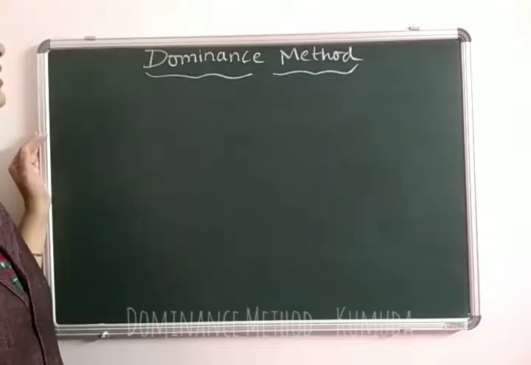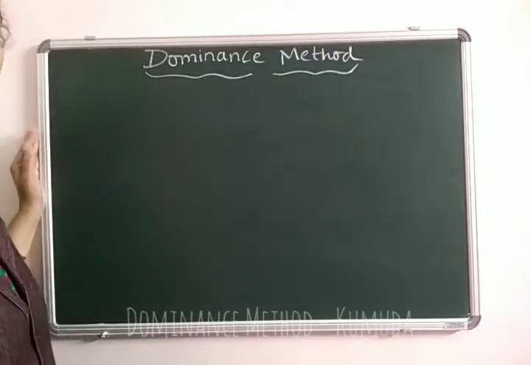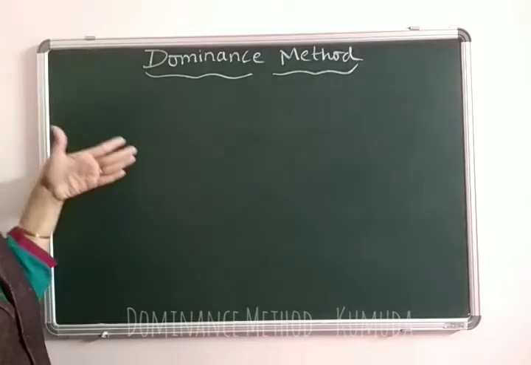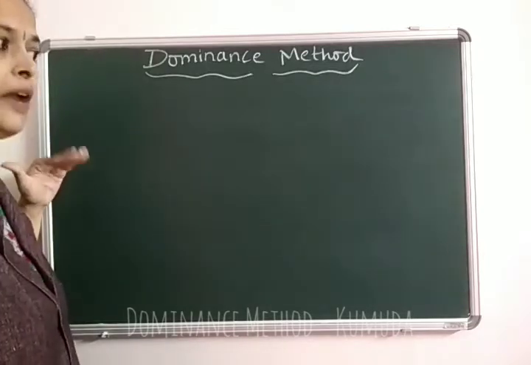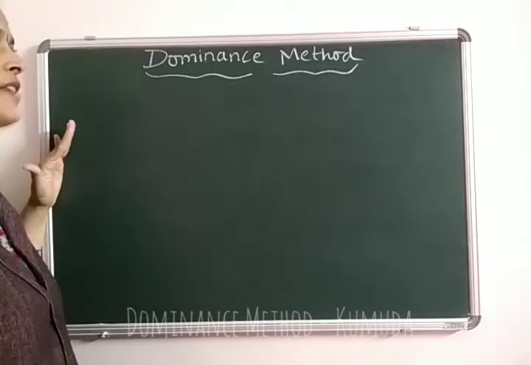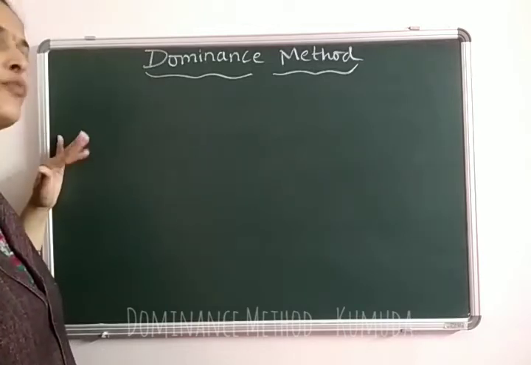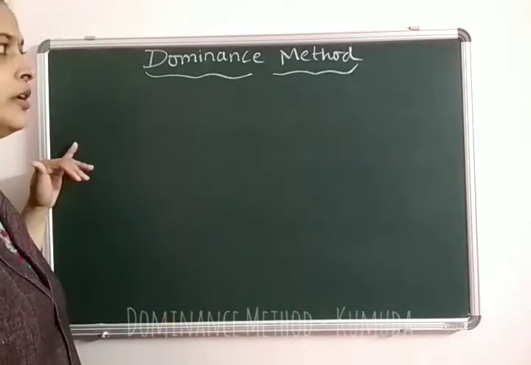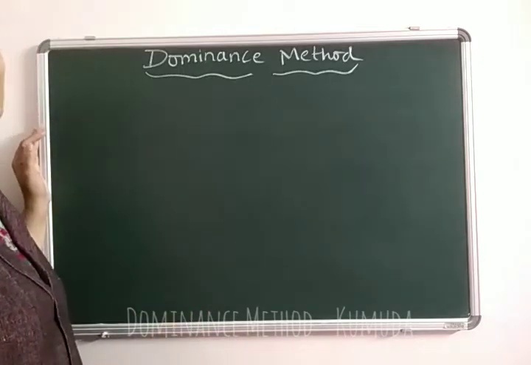All. Let us learn about the dominance method. This is also one of the methods to solve a game. In game theory, we have two types of games: the pure strategy game and the mixed strategy game. Dominance is a special method which can be applied both to a pure strategy game, where we have a saddle point, and also to a mixed strategy game where we don't get a saddle point.